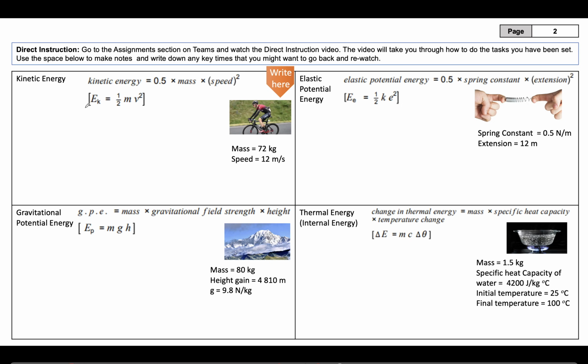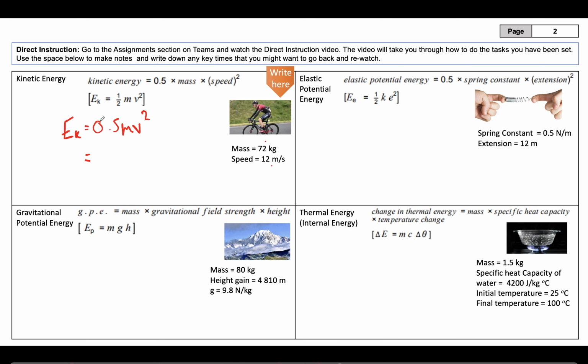So if you are asked to work out the kinetic energy of an object, you'll be given a mass and a speed. So in this instance, I've got a cyclist with a mass of 72 kilograms and their speed is 12 meters per second. We always do exactly the same, so we'll do kinetic energy. We'll write the equation 0.5 mv squared, a half mv squared.